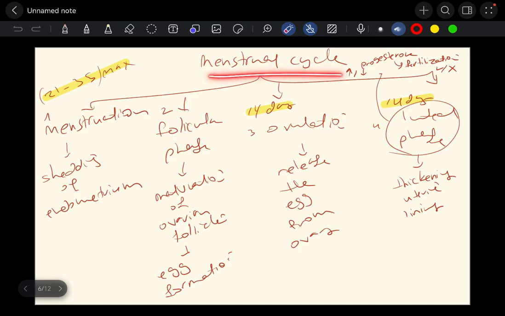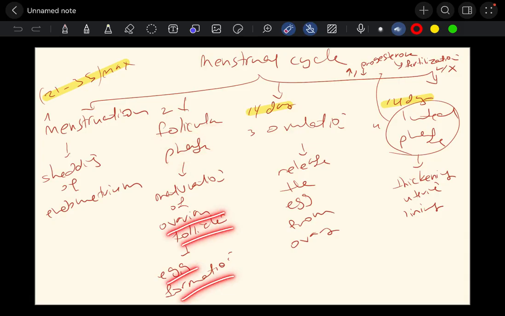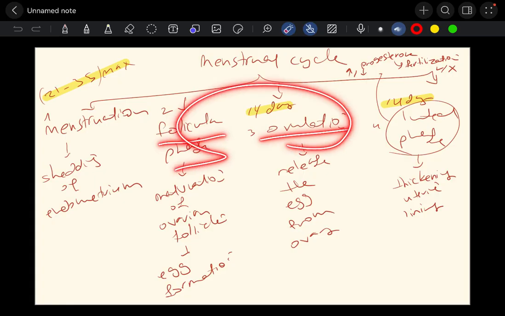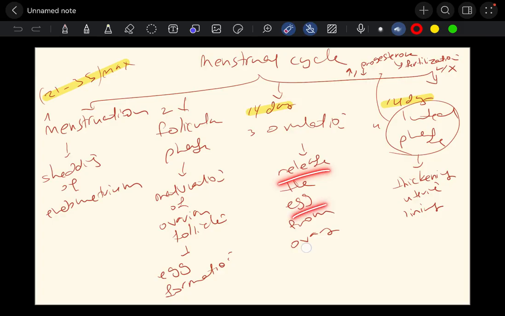In the menstrual cycle, the cycle length ranges from 21 to 35 days maximum, and menstruation starts from the shedding of the endometrium of the uterus. Here we have the follicular phase. It starts from the maturation of the ovarian follicle until egg formation, and generally begins from the first day of the cycle until ovulation. After the follicular phase, we have ovulation, in which the egg is released from the ovary.